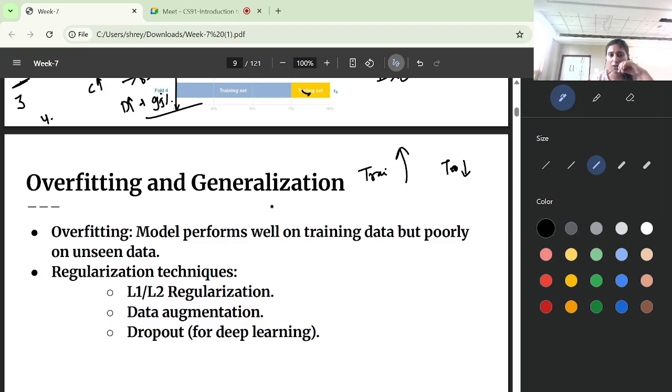Getting my point? Yes, ma'am. Okay, so during testing we will identify whether it is overfitting or not. Yes, yes. Thank you so much, ma'am.